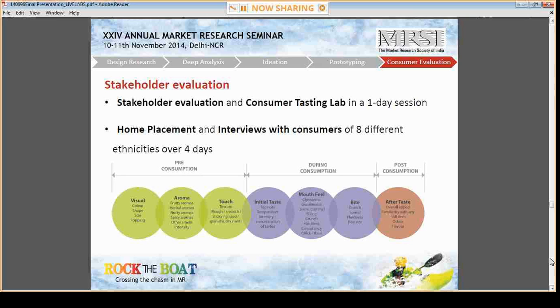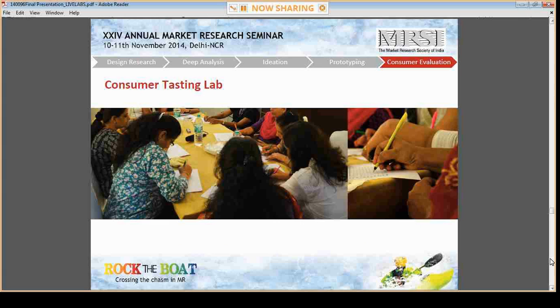The next phase is the consumer evaluation. Prior to the consumer evaluation, we went for the stakeholder evaluation. We couldn't really subject the consumers to 17 different food samples to get their view. So we did a round with the stakeholders in a consumer tasting lab, and we got them to evaluate these 17 product samples in terms of the different sensorials. From 17, we could come down to 8 samples that we tested with the consumers. Next, please.